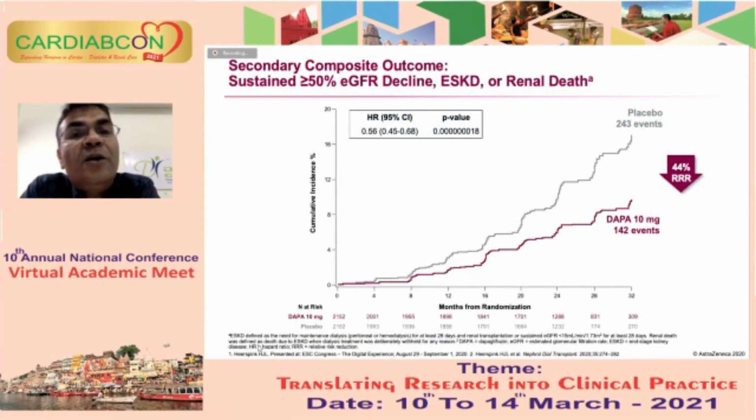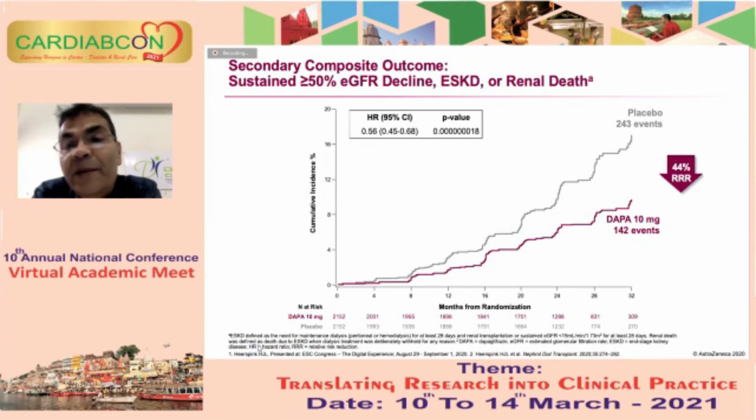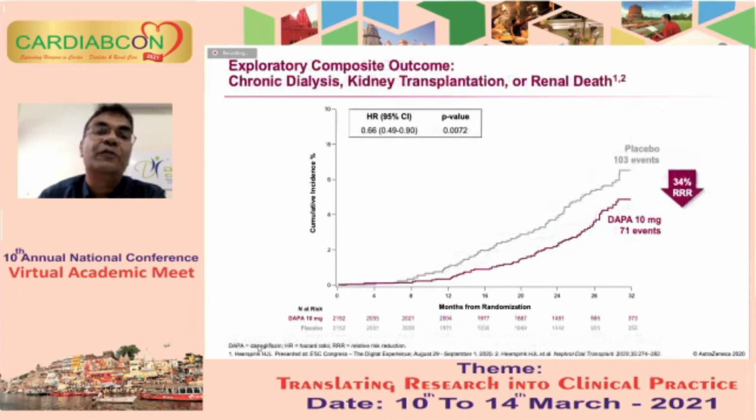The secondary composite outcome was sustained more than 50% decline in eGFR, ESKD, and renal death. Again, there is a 44% relative risk reduction. In the placebo arm, there were 243 events compared to 142 in the DAPA arm, with a significant p-value. Again, you can see the benefit started within 4 months, and both the curves had started separating even within 4 months.